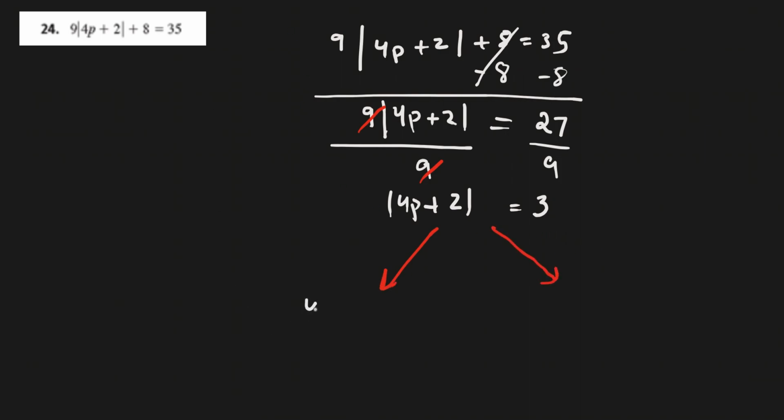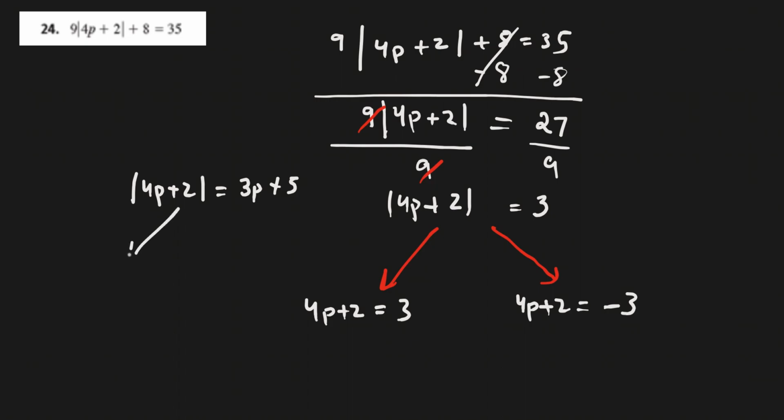And here it's going to be 4p plus 2 is equal to positive 3, just getting rid of the absolute value. And then the second one is going to be 4p plus 2 is equal to the negative of the other side, negative 3. So if we had some other expression on the other side, for example, the absolute value of 4p plus 2 is equal to 3p plus 5, then one equation would be all of this but with no absolute value, and the other would be 4p plus 2 is equal to the negative of the whole expression, just like that. That's what you would do here.